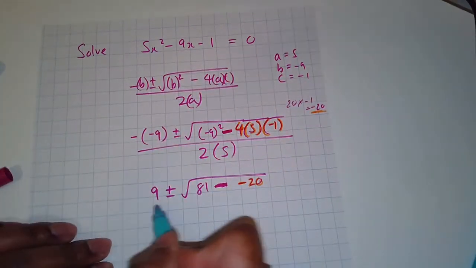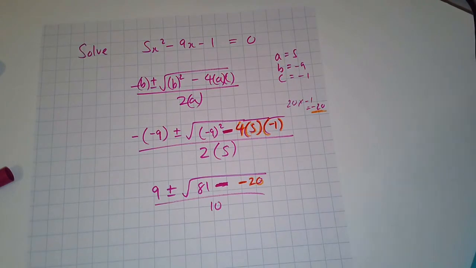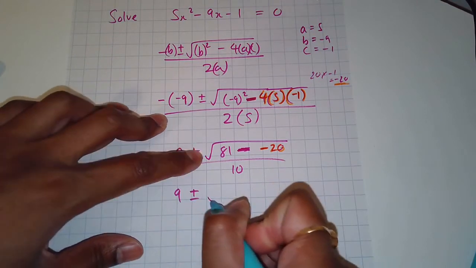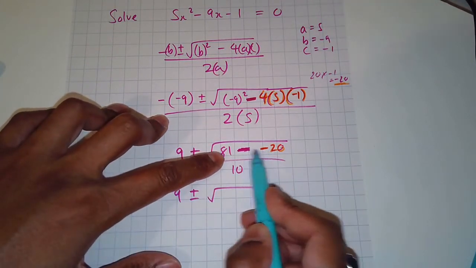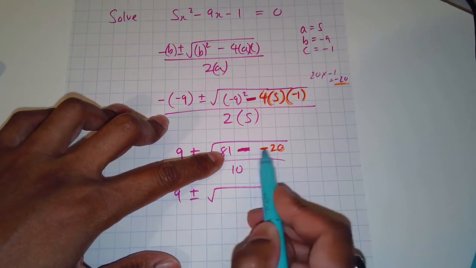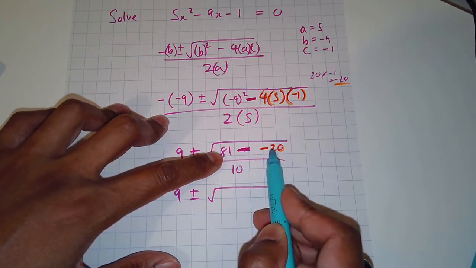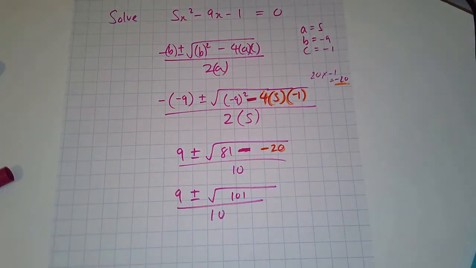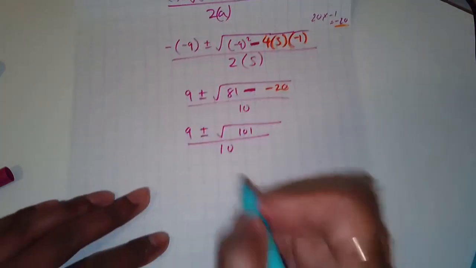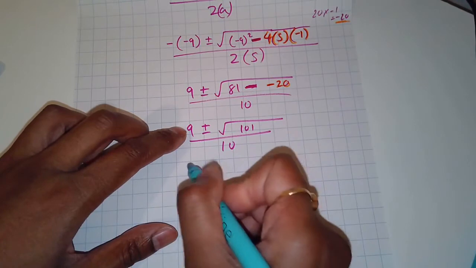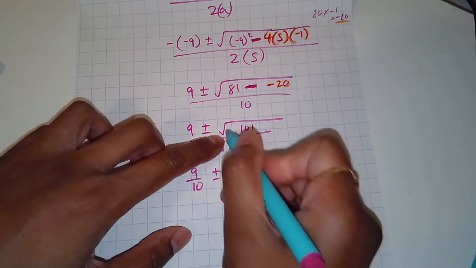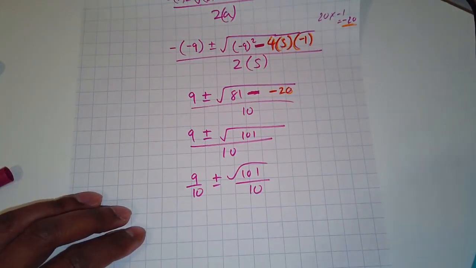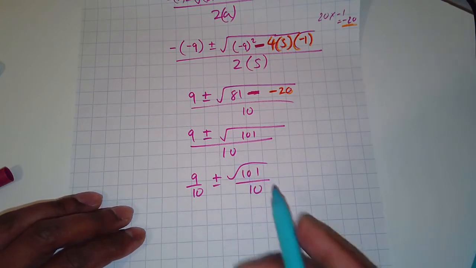So you can see where it's coming from. Let's carry on with this. The denominator, that was 2 times 5 is 10. No negatives there. Right, those two negatives together looks a bit weird. So 2 negatives there will make a positive. That'll be 81 plus 20. That'll be 101 over 10. Now you can leave your answer like this if you want to. We can take this further. Split up into 2 fractions. That's 9 over 10 plus and minus root 101 over 10. Right, you can leave that as an answer. If you haven't got a calculator, there's your answer.